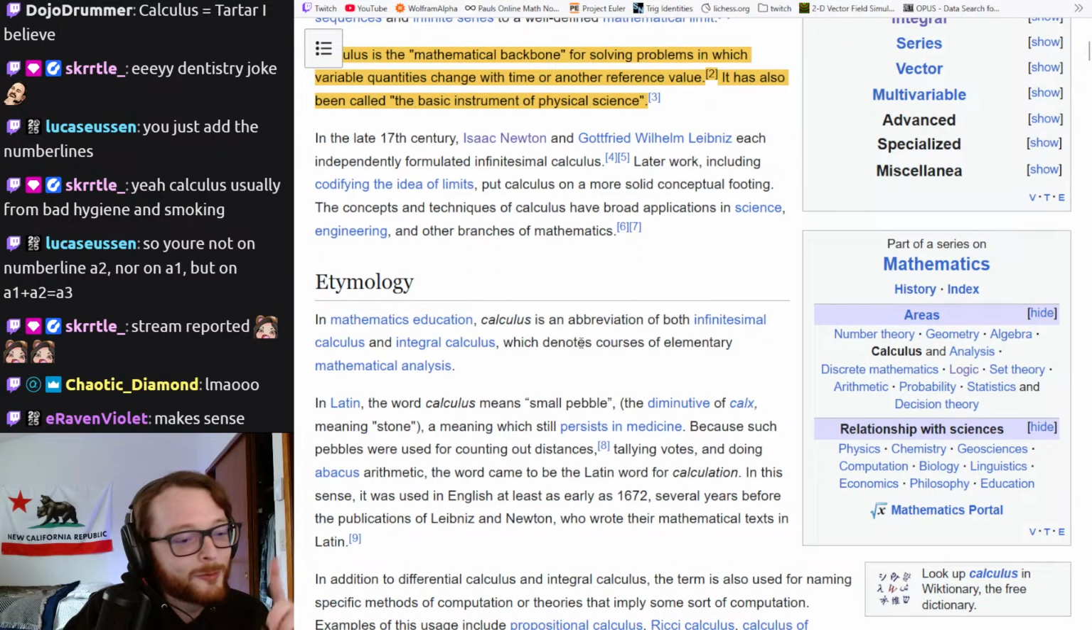But if A3 includes A1 and A2, it feels like you sort of still are.